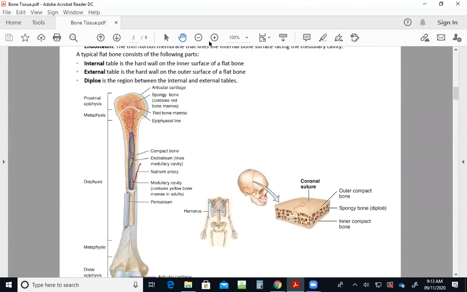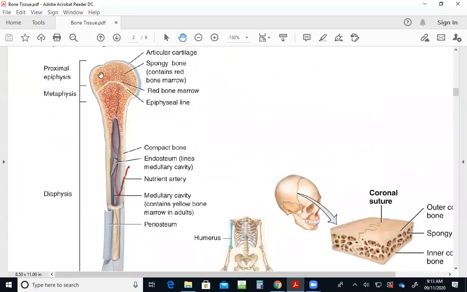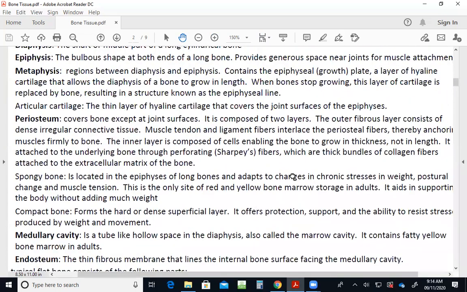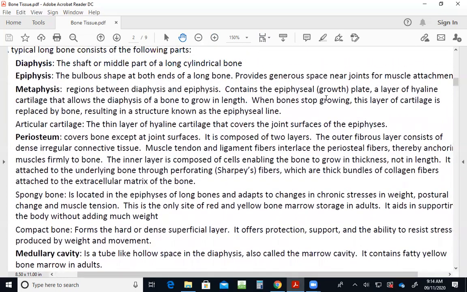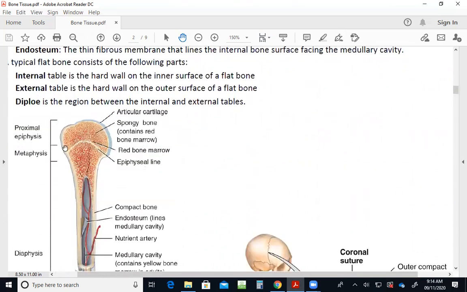So if I zoom in here, what we've done is we've cut the front of the humerus off up here by the shoulder, and we can show the internal features, which includes this epiphyseal line. Now I just said it's called an epiphyseal plate, but what's pictured down there is the epiphyseal line, because this is what is formed when our bones stop growing. That layer of cartilage is replaced by bone, resulting in the structure known as the epiphyseal line. So basically it's like a scar that's left over, formed when we stop growing.